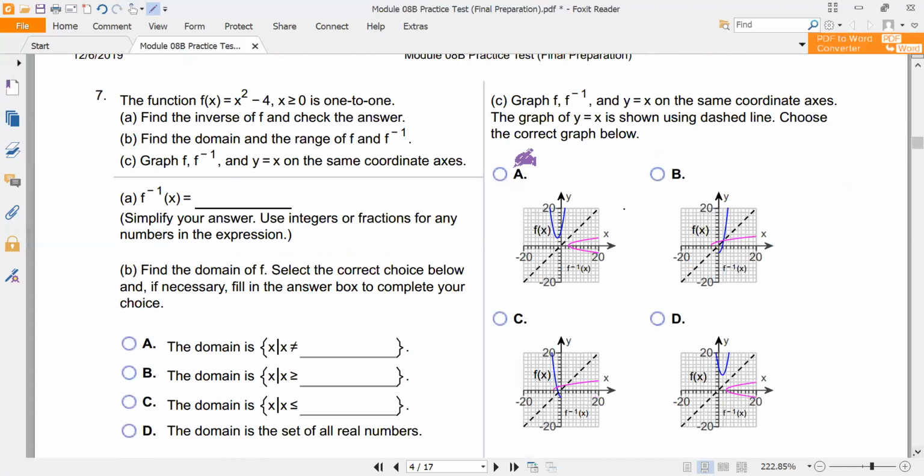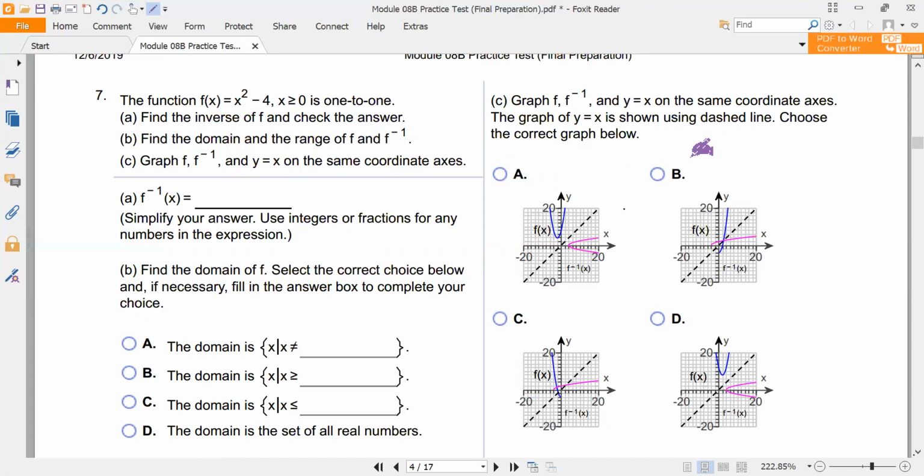All right, and then this is the last one for the first part of this series. So the function f of x equals x squared minus 4 when x is greater than or equal to 0 is 1 to 1. Find the inverse of f and check the answer. Find the domain and range of both f and the inverse, and then graph them and the line y equals x on the same coordinate axis, because you're supposed to reflect over this line if you've got the correct inverse.